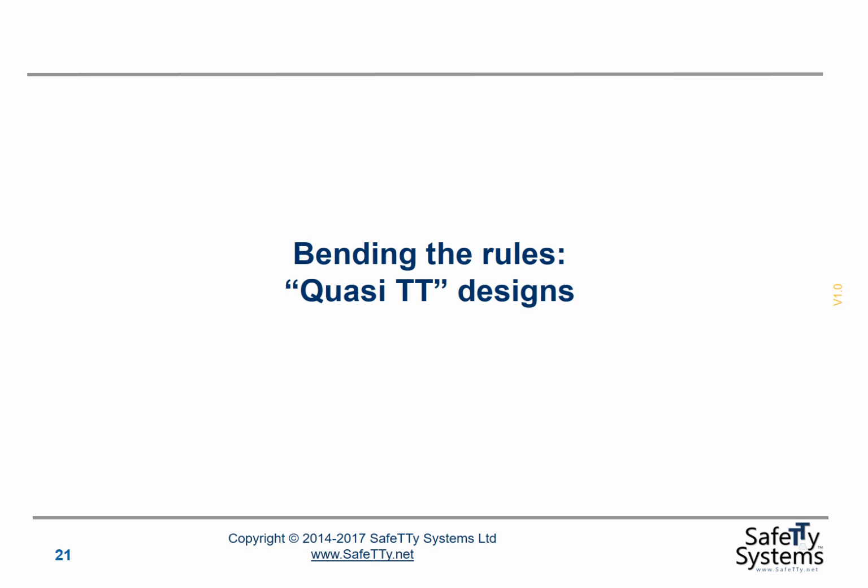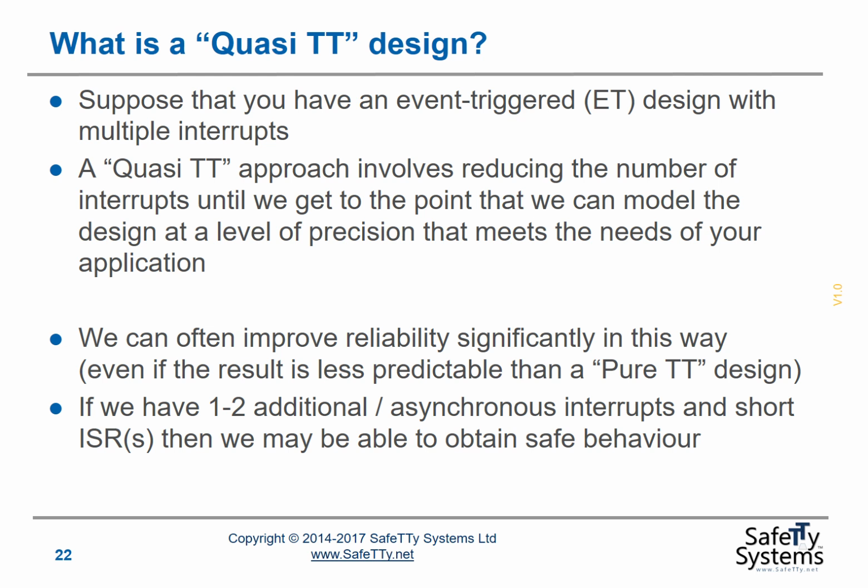As we conclude this course, let's consider some ways in which we can bend the rules a little bit. Suppose we've got an event-triggered design with multiple interrupts. A quasi-TT approach involves reducing the number of interrupts until we get to the point that we can model the design at a level of precision that meets the needs of our application, but isn't necessarily a pure TT design. So we can often improve reliability significantly in this way. And if we end up with one or two additional asynchronous interrupts and short ISRs, then we are likely to still be able to obtain safe behavior with our application.